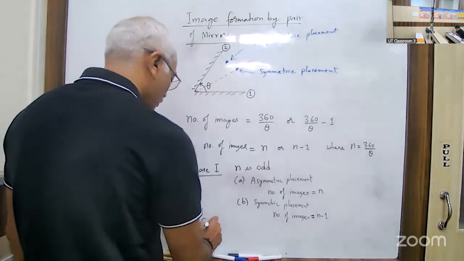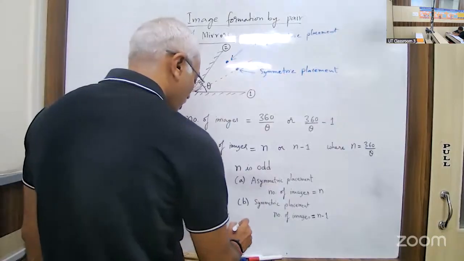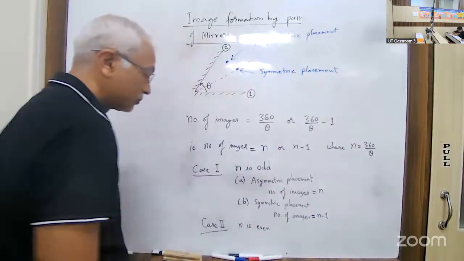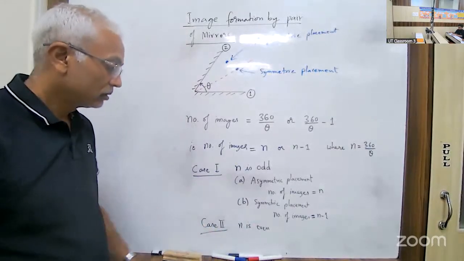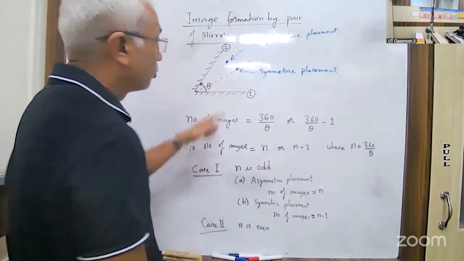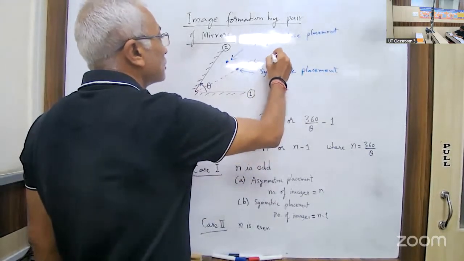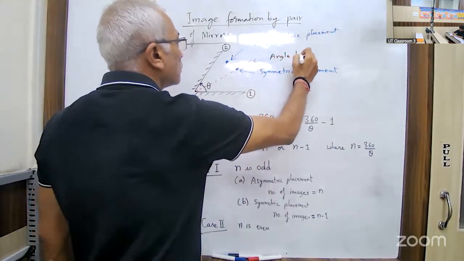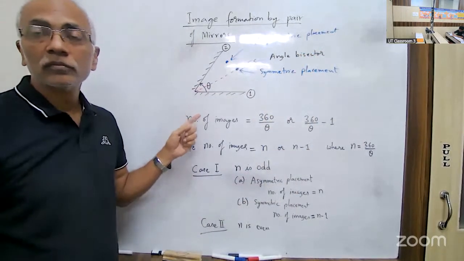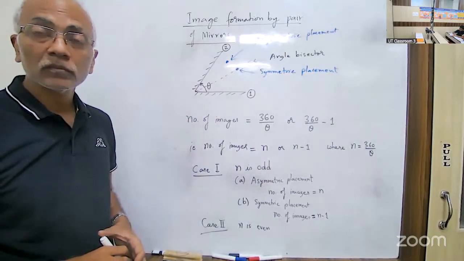Case 2. n is even. अगर तुम्हारा n even आया, then number of images is n minus 1. वो angle bisector है. This is angle bisector. और अगर odd n minus 1 किया तो even हो जाएगा.